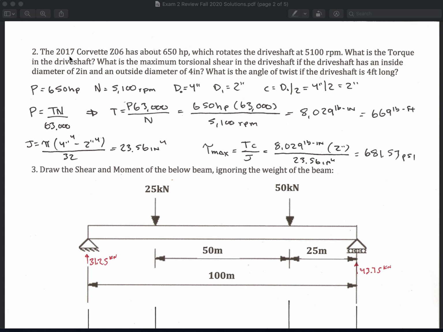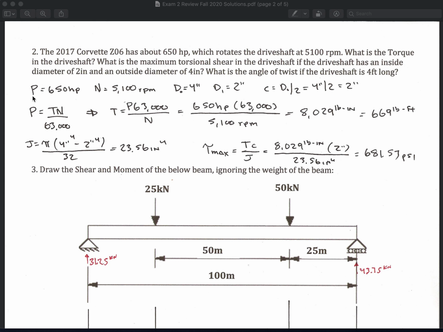So it is a hollow drive shaft. So there's a circle with another circle missing inside of it, like a donut. And then I also want to know what the angle of twist in the drive shaft is if it's 4 feet long. So first, we need to write all of our information out here.